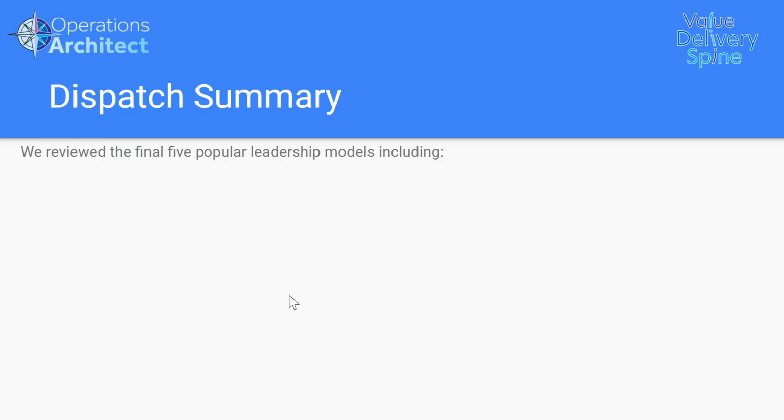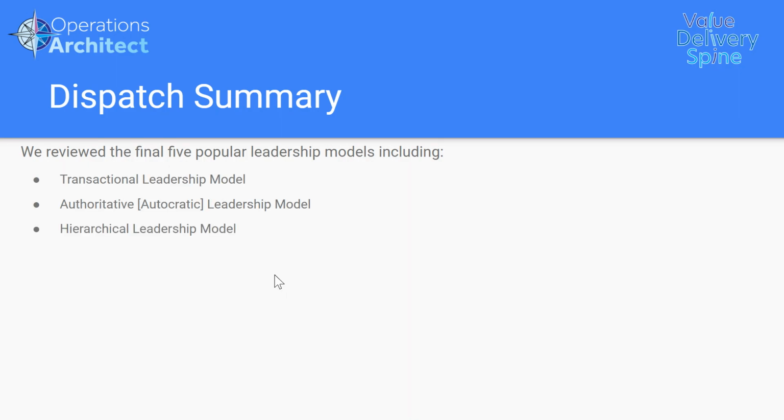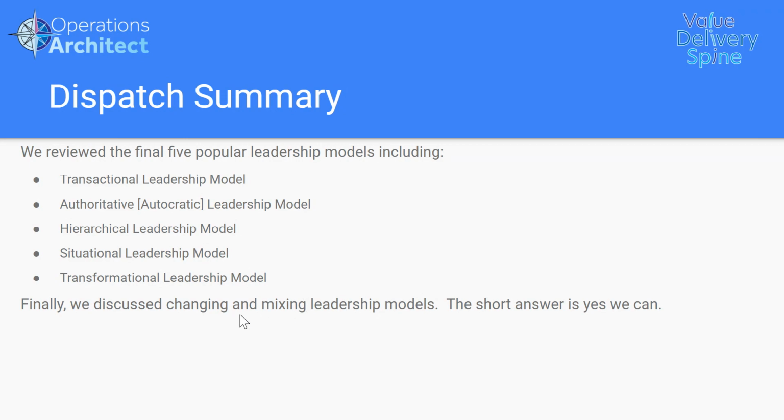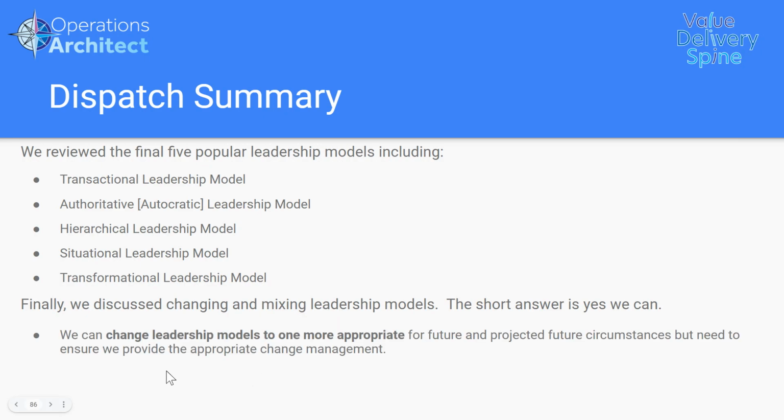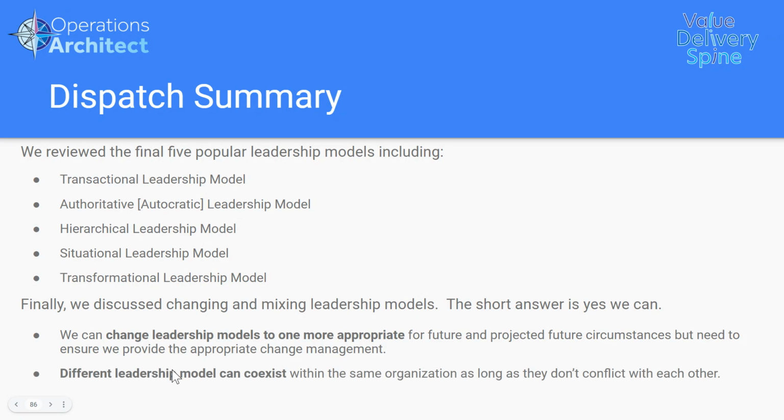So, what have we gotten out of all this? Well, we've gone through the 5 most popular leadership models that are not people indexed specifically. Those are the Transactional Leadership Model, Authoritative Leadership Model, Hierarchical Leadership Model, Situational, and Transformational leadership models. We discussed how to change models and that you can use mixed models in your organization dependent on how you structure. And we know that the short answer to all that is yes, you can. Use the models as you need to be most effective in your organization. When you change leadership models, change to one that's appropriate for your future, the future state that you understand, and then bring people through the process of change management. And then you know that different leadership models can coexist within the same organization as long as they don't conflict with each other. They have to work in tandem, otherwise they don't work at all.